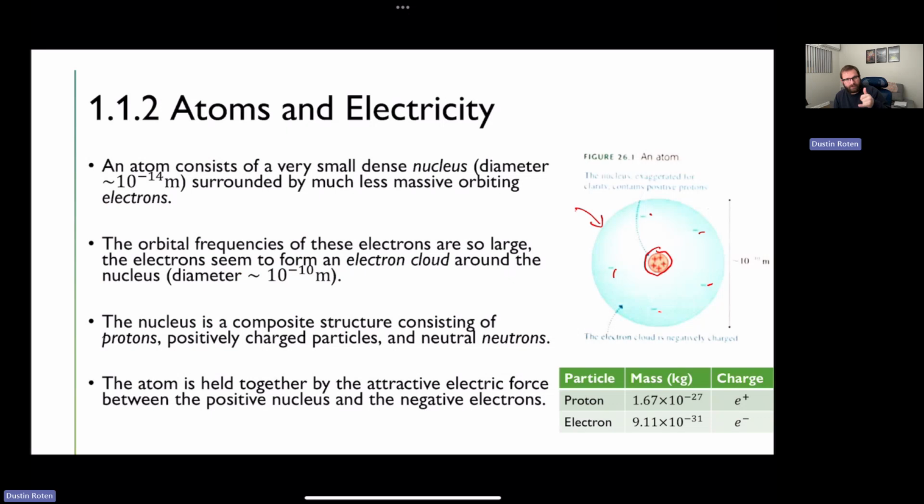Now, the thing with these electrons is that their orbital frequencies, so how fast they're zooming around the nucleus, are so large that the electrons sort of form a cloud around the nucleus. And if you ever take quantum mechanics in the future, you'll learn that the best way to think about electrons is sort of like a distribution, smeared around the nucleus of an atom. So this is sort of like a cloud.